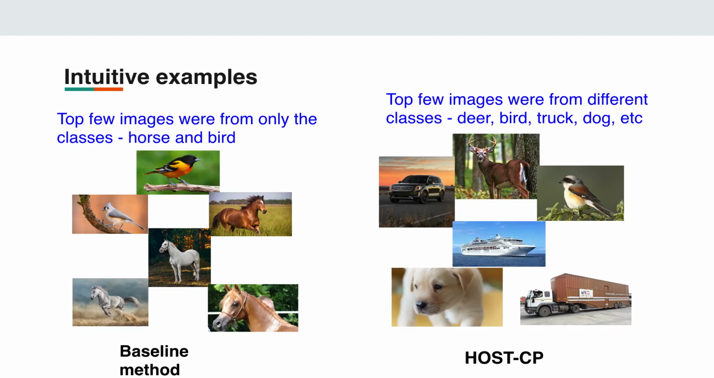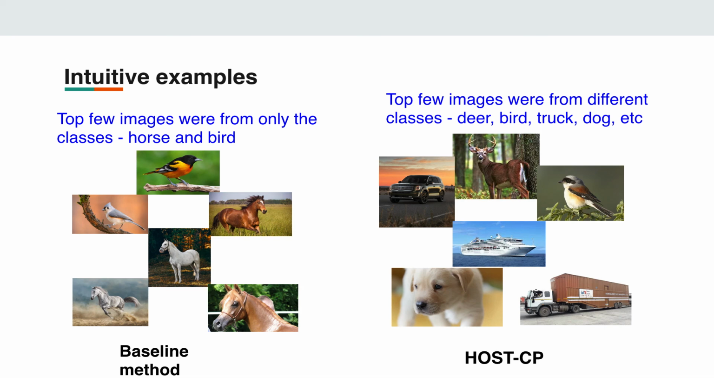We also show some intuitive examples where we can observe that the proposed method, HOST-CP, selects images of varying classes like deer, bird, dog, unlike the baseline method that selects images of similar classes.